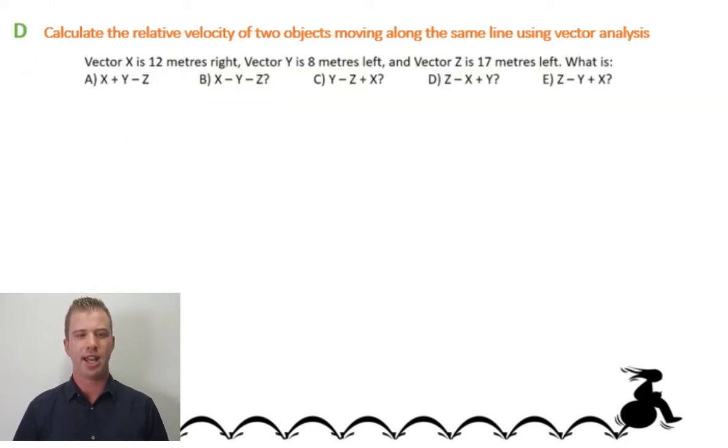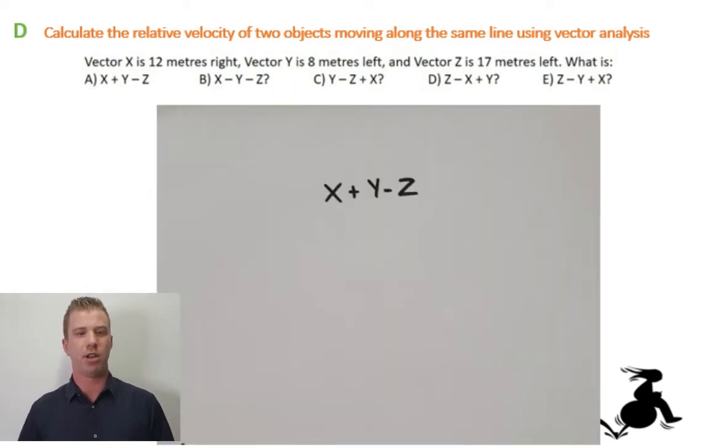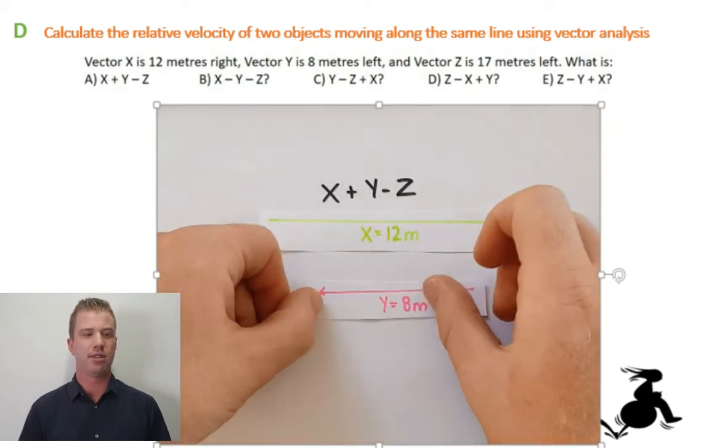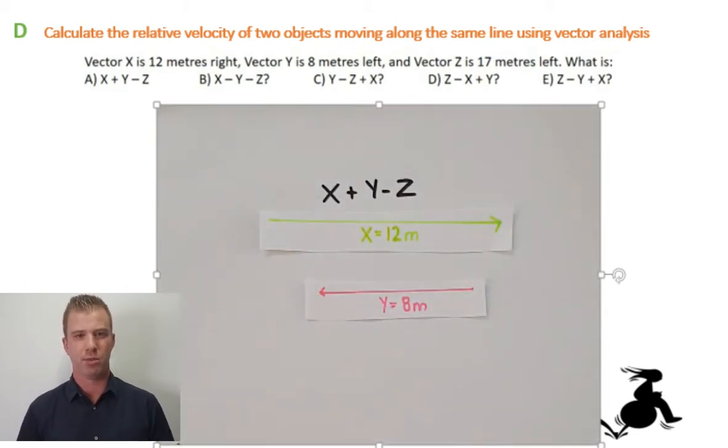So vector x is 12 to the right, vector y is 8 newtons to the left, and vector z is 17 newtons towards the left. So what are the following combinations: x plus y minus z, x minus y minus z, y minus z plus x, z minus x plus y, and z minus y plus x? So let's have a look at those 5 different questions with working out.